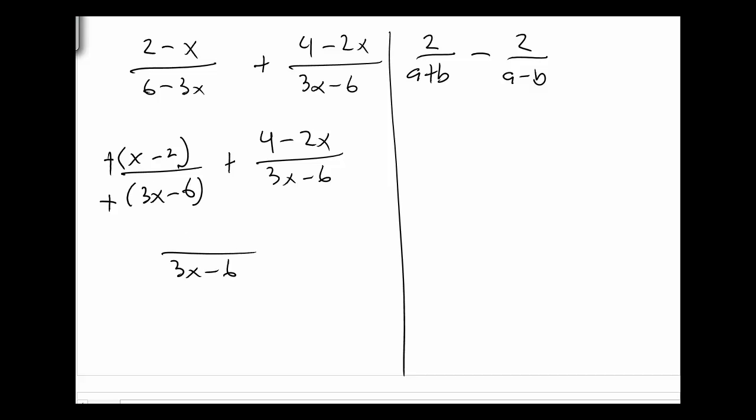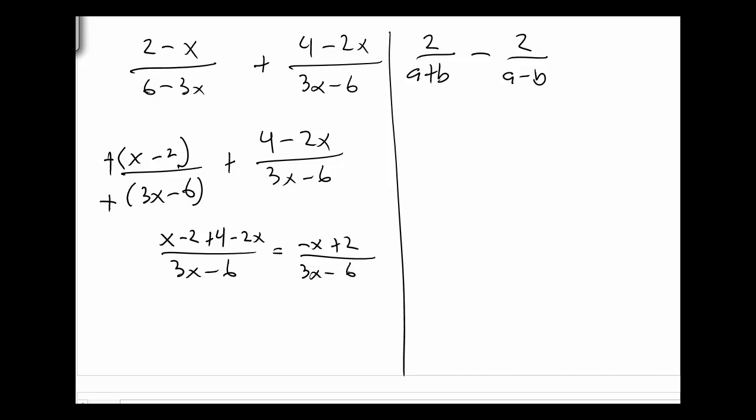Well, now the two fractions have a common denominator, so I can add them together. So that'd be x minus 2 plus 4 minus 2x, and let's see, so it's negative x plus 2 and 3x minus 6.